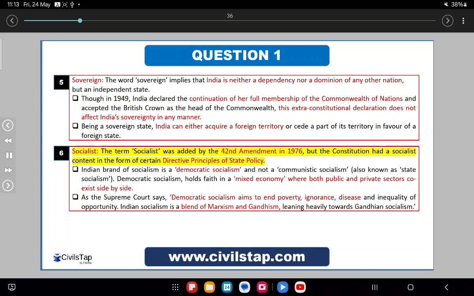5. Socialist. The term socialist was added by the 42nd Amendment in 1976, but the Constitution had a socialist content in the form of certain directive principles of state policy. Indian brand of socialism is a democratic socialism, and not a communistic socialism, also known as state socialism. Democratic socialism holds faith in a mixed economy where both public and private sectors coexist side by side. As the Supreme Court says, democratic socialism aims to end poverty, ignorance, disease and inequality of opportunity. Indian socialism is a blend of Marxism and Gandhism, leaning heavily towards Gandhian socialism.